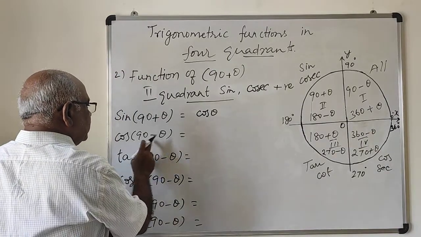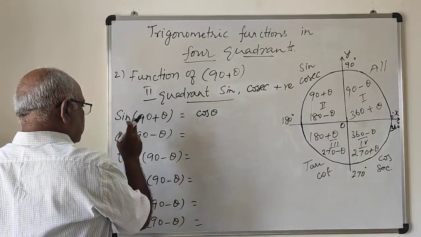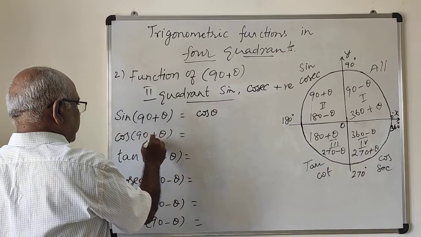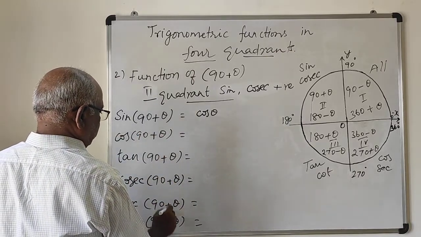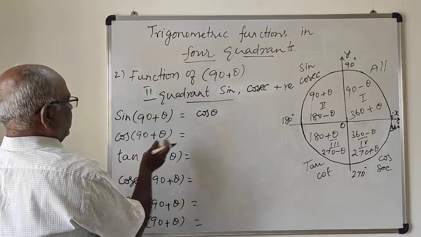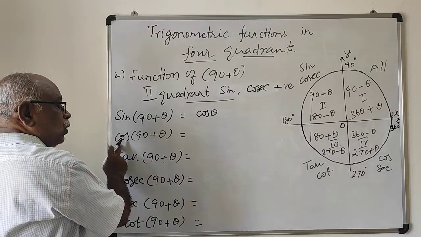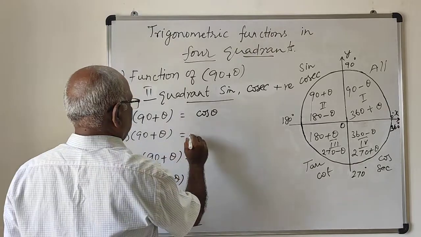And cos 90 plus theta. So we are going to define the 90 plus theta. Second quadrant, cos negative, but 90 changes the ratio, therefore this is minus sin theta.